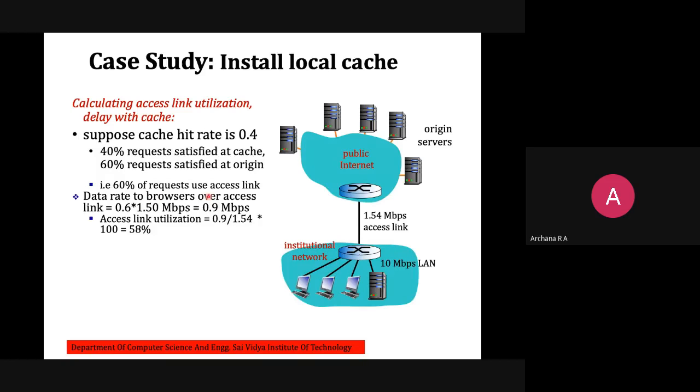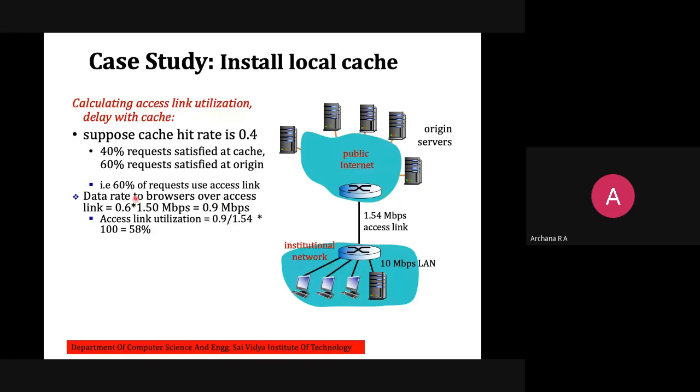The data rate to the browser, where the browser fetches content from the origin server, is already given as 1.50 megabits per second. If you want to access 60%, that is 0.6, you are going to fetch 60% from the origin server. So that is 0.6 times 1.50 megabits per second, which is the data rate at the browser. You get 0.9 megabits per second.